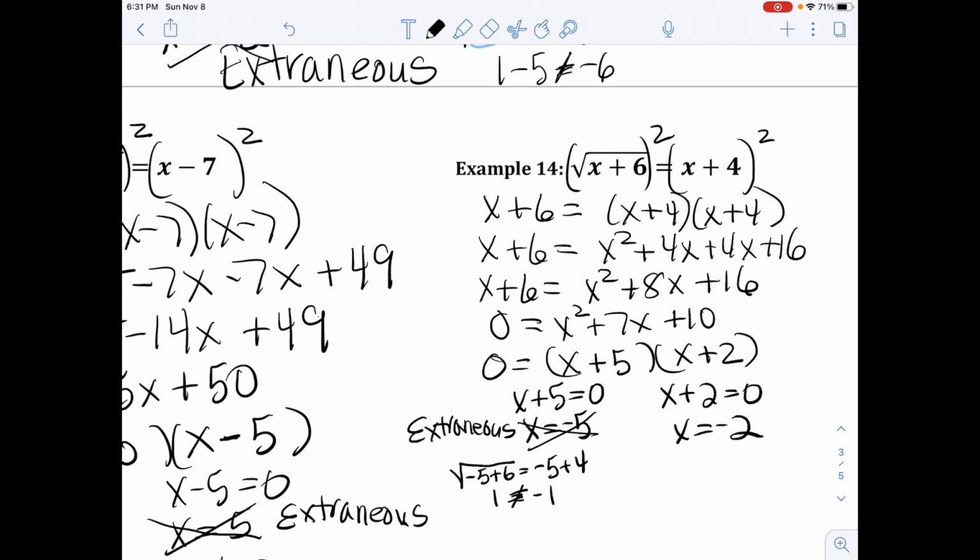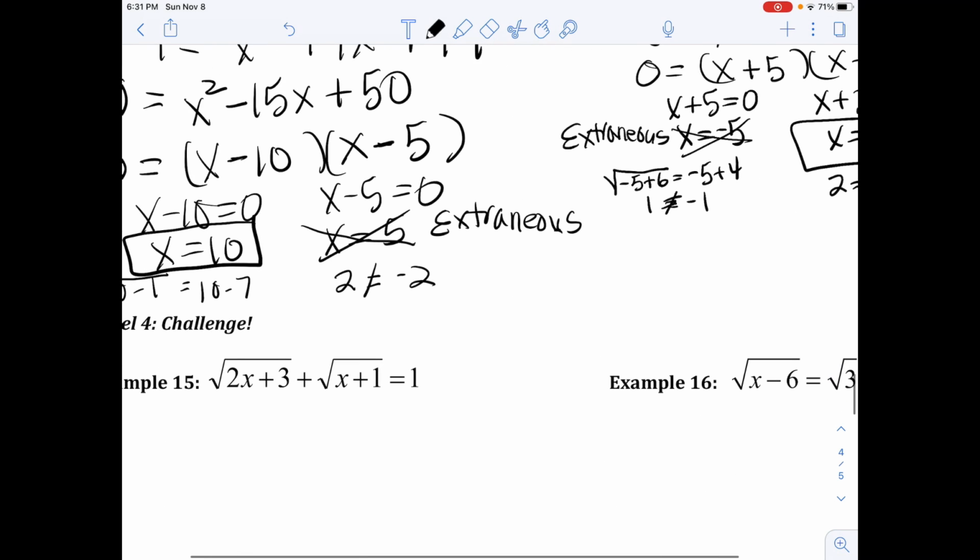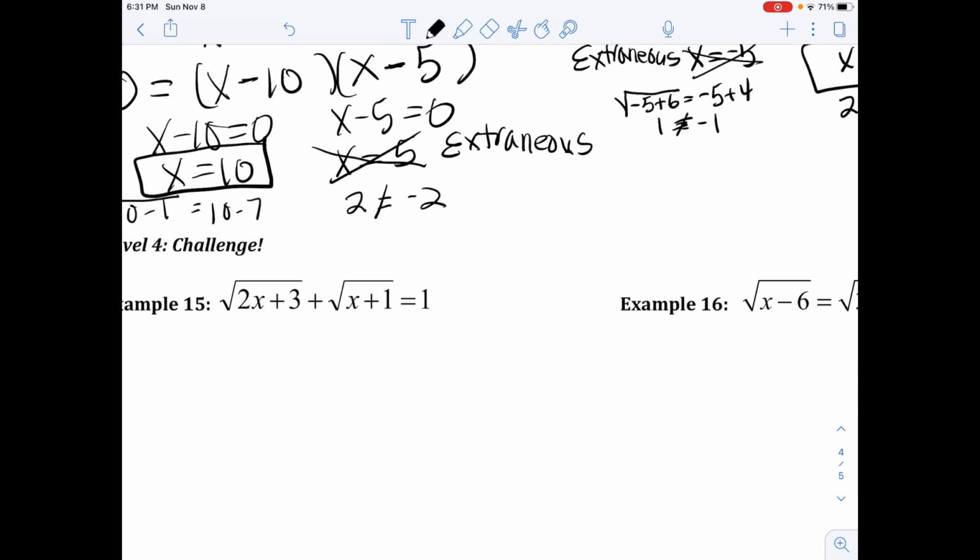All right, negative 2. Plug it in. Negative 2 plus 6 is 4. Square root of 4 is 2. Negative 2 plus 4 is 2. Yep, it checks. It is a solution. Okay, the challenge problems, we're going to skip those.